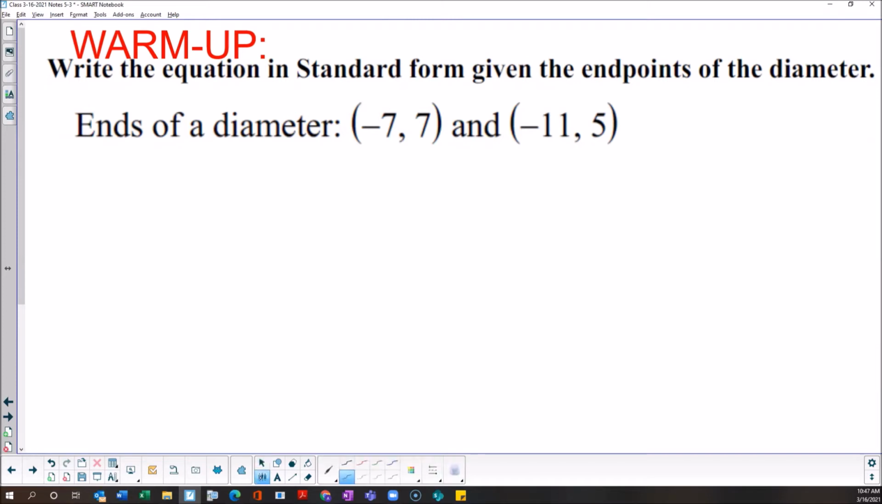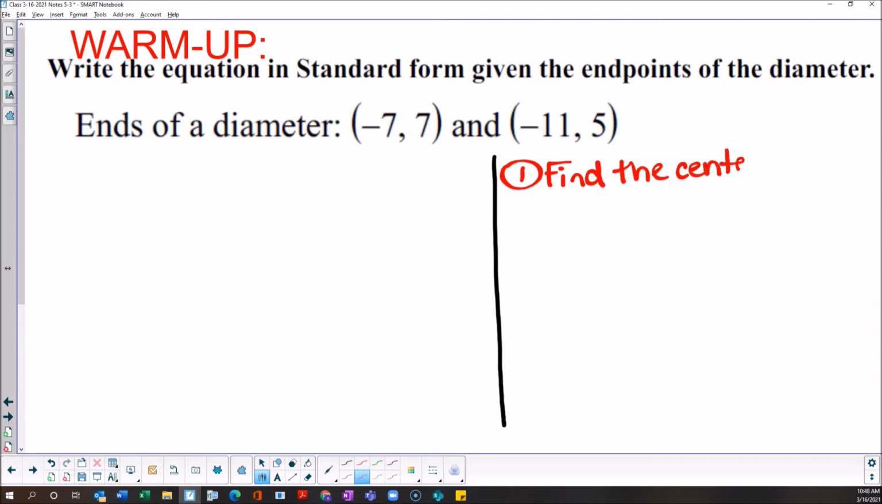Okay, so let's just remember what the steps are, all right? On this problem, because it doesn't fit nicely on a graph, I'm going to use the formulas instead of graphing it and counting. So the first thing we're going to do is find the center. How am I going to find the center? Yeah, exactly. I'm going to use the midpoint formula.